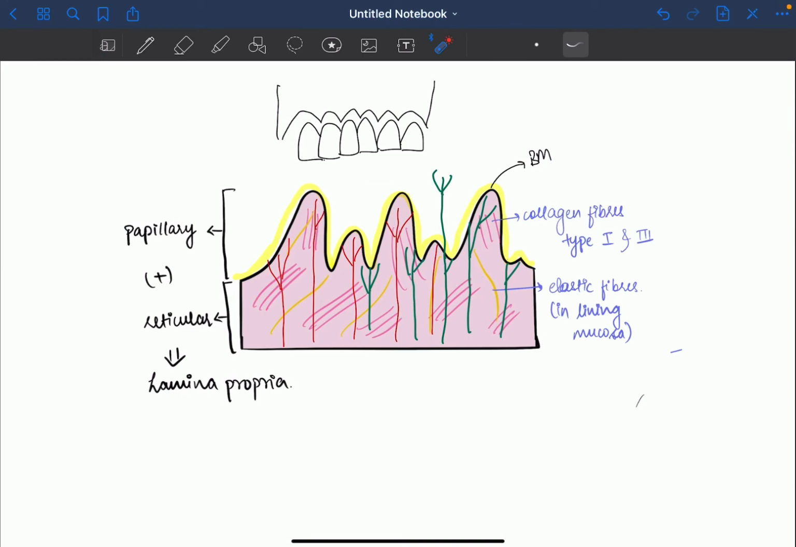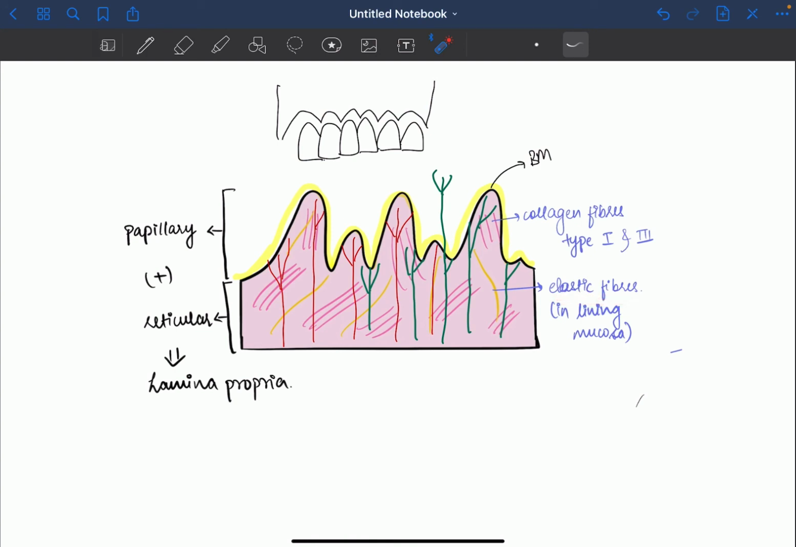Now what all things are present in the lamina propria? So we find collagen fiber bundles. See, here are the collagen fiber bundles, and these are type 1 and type 3. Then elastic fibers, which are present in the lining mucosa, like the cheeks, the lips. There the elastic fibers are present so that they retain their shape. Like, for example, the cheeks we pull and they come back to their same original shape. That's why the elastic fibers are present.